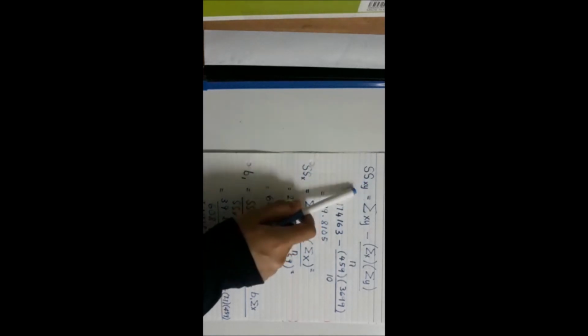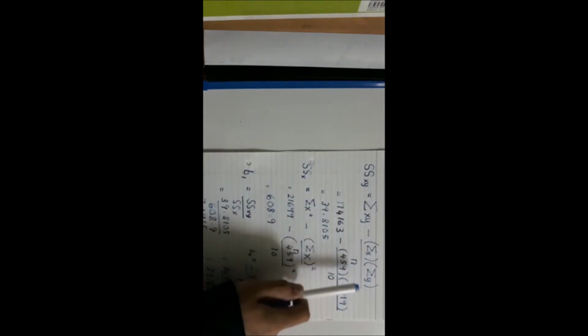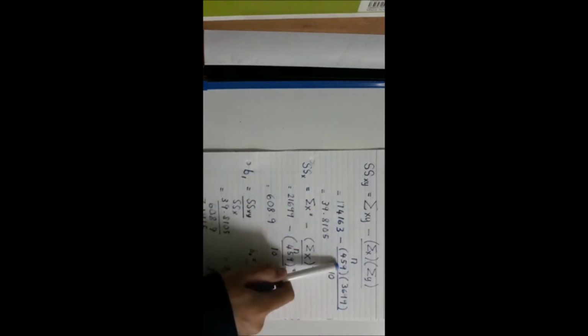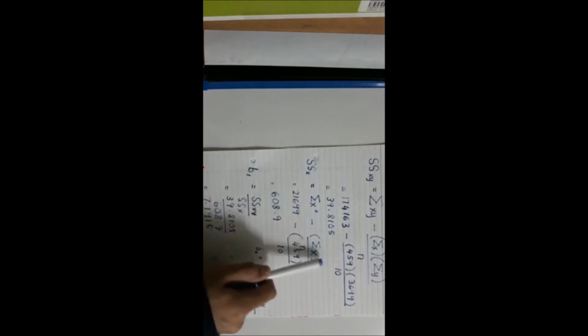Okay, next we want to find the variance of xy, so we use this formula: the sum of xy minus the sum of x times the sum of y, divided by n. So we just substitute the values, then we get 39.8105. Then we find the variance of x: the sum of x squared minus the sum of x, bracket squared, divided by n. Then we just substitute the values, we get 608.9.